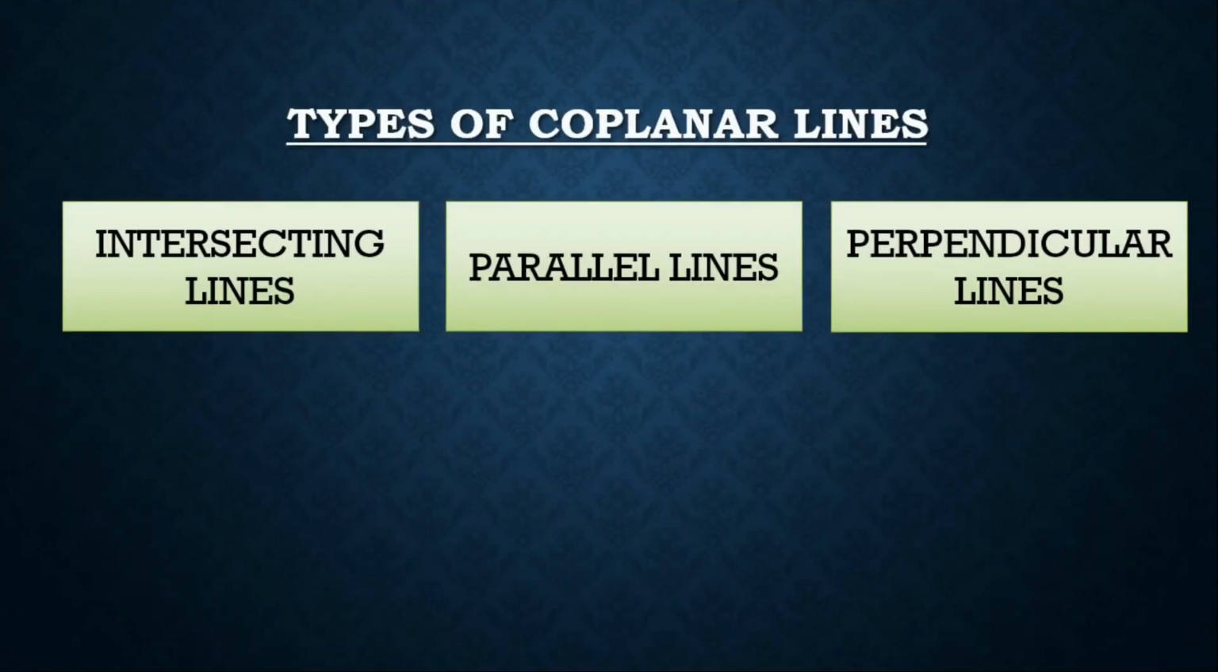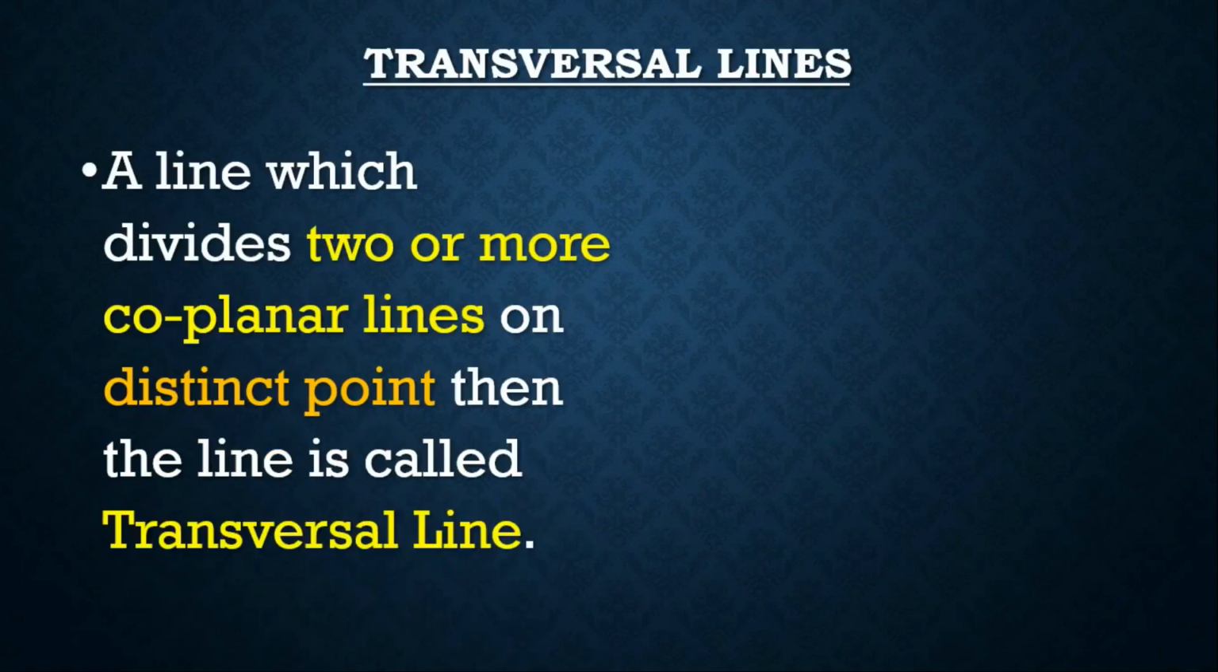So we have finished with the types of coplanar lines, that is, we have seen intersecting lines, parallel lines and perpendicular lines. Now let us see about transversal lines. So what is a transversal line? A line which divides two or more coplanar lines at distinct points is called a transversal line.